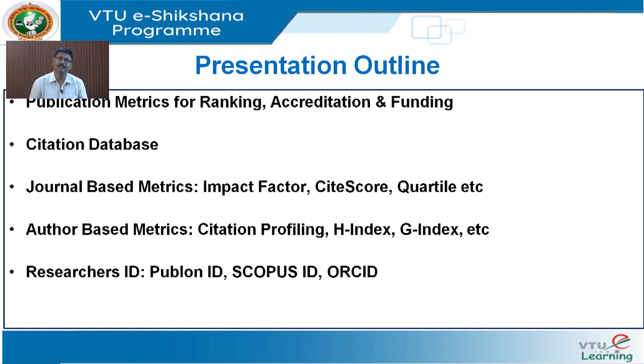And also we will explore author based metrics like citation profiling, H index, G index, i10 index, and so on, and various researcher IDs like PubMed ID, Scopus ID, ORCID ID, Google Scholar ID. So we will try to see this and what are the advantages of that.